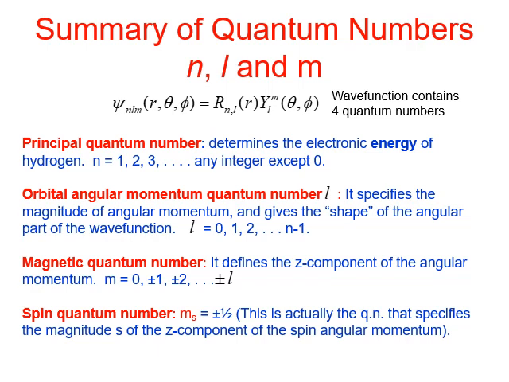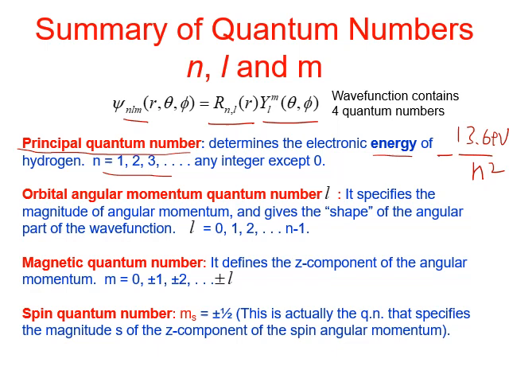In summary, the wave function of hydrogen atom is a product of a radial function and an angular wave function, which is also called spherical harmonics. Each wave function is determined by 3 quantum numbers, n, l, m. N is called the principal quantum number, which can be 1, 2, 3, any integer. And it determines the energy of hydrogen, which is calculated by negative 13.6 eV divided by n squared.